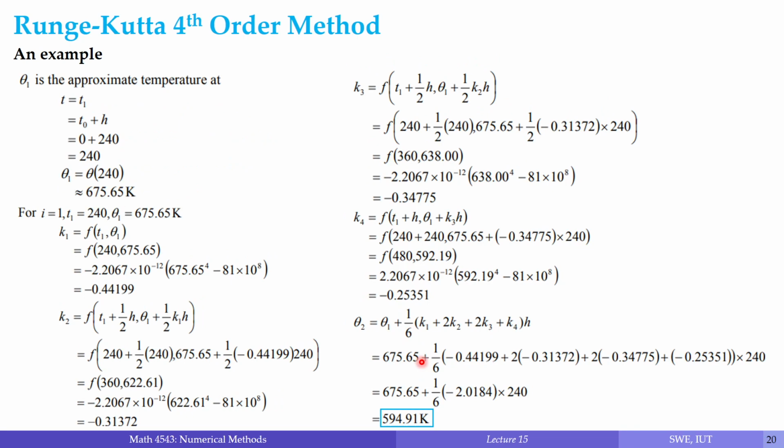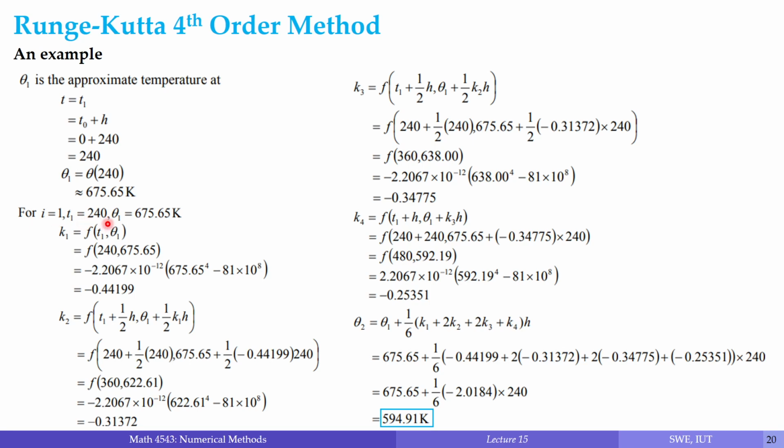Fine. So okay, they have performed the calculation over here. So at time t equals 240 seconds, we have an approximation of theta 1 as 675.65 kelvins. Now, since our target is to find the approximation at time t equals 480 seconds, we need to of course perform one more step, sorry, not iteration. So for the next step, we are taking the value of i as 1.